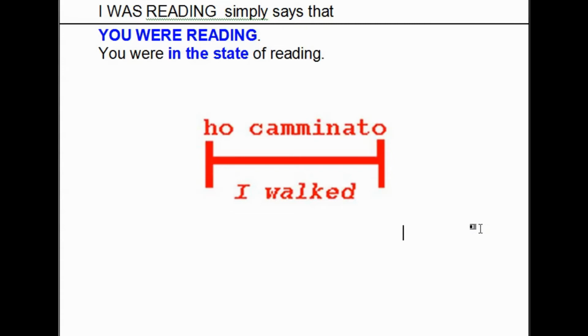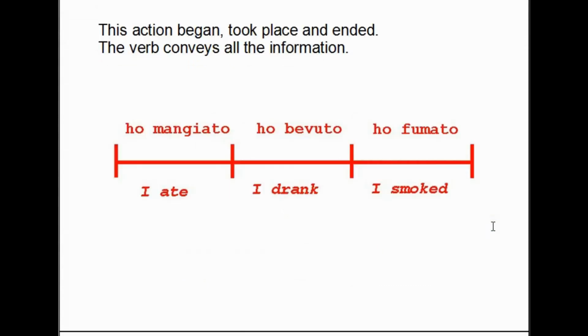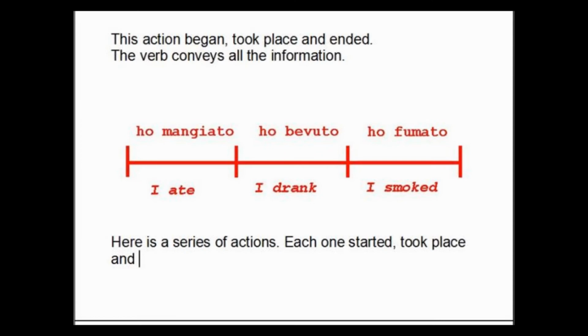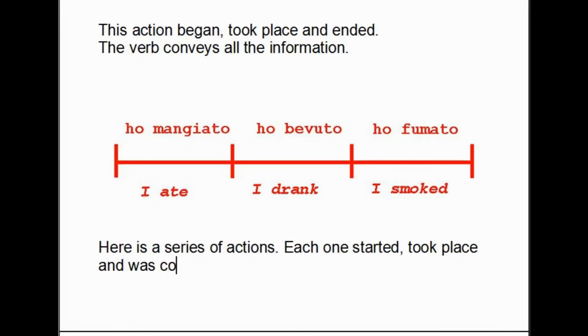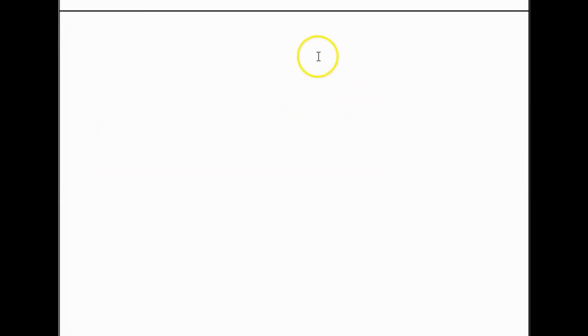Okay, let's visualize passato prossimo. This shows a vertical bar that sets the start, the horizontal bar, the development, the occurring of the action, and the other vertical bar at the end, the end of an action. It's contained, complete. Here we have a sequence of actions that are each completed. Ho mangiato, ho bevuto, ho fumato. A series of actions, each one is completed. We use the term discrete to describe each one of these actions.